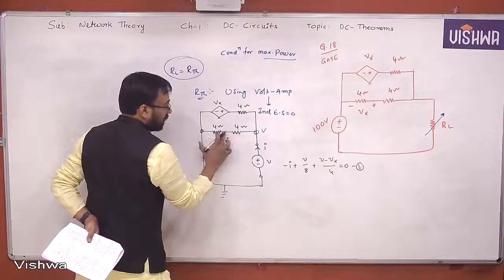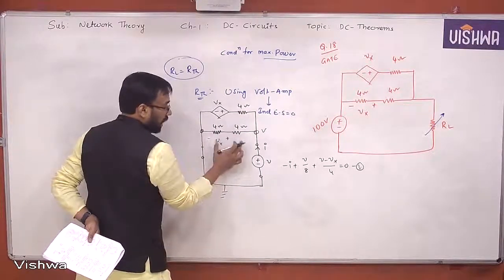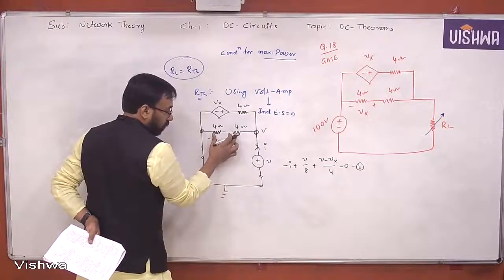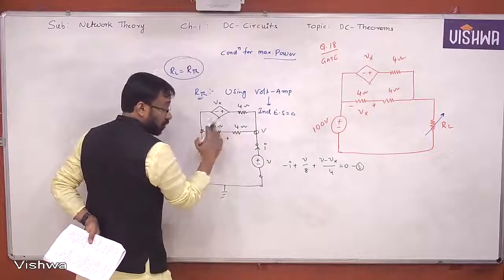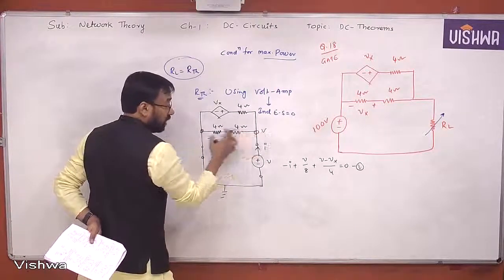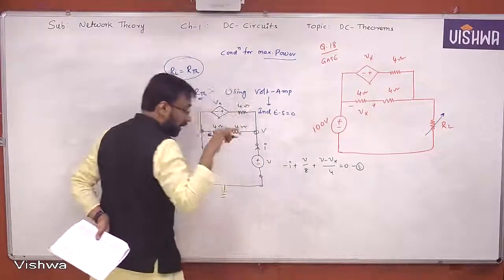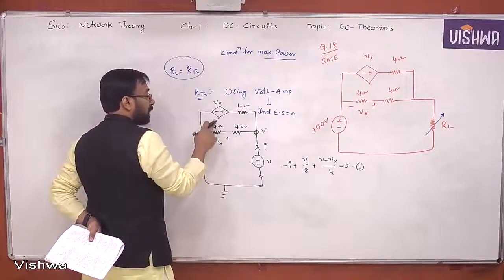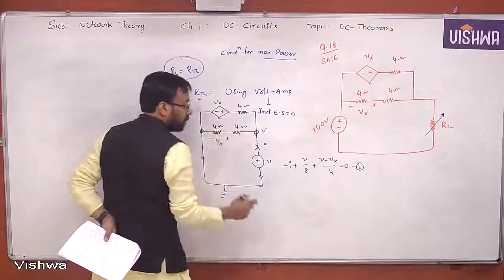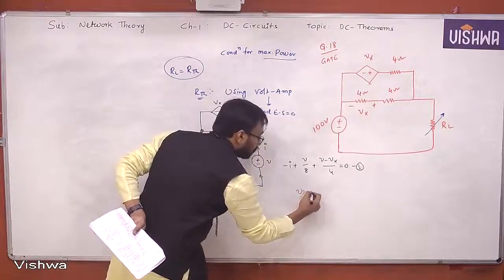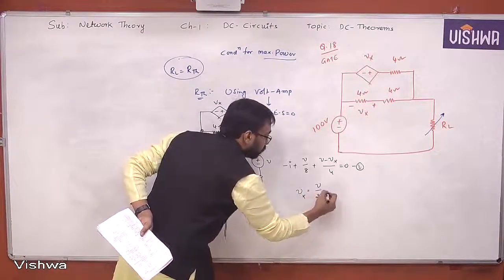And these two are connected in series. Yes or no? Can I divide this voltage between these two? Yes, definitely. So Vx will become 4 by 4 plus 4. Same resistors, therefore equally divided. Otherwise, you have to apply the voltage division rule. Voltage across R1 is nothing but R1 by R1 plus R2 into total voltage. But same, therefore Vx will become V by 2.